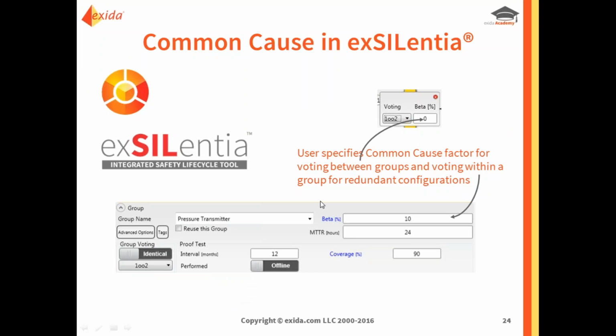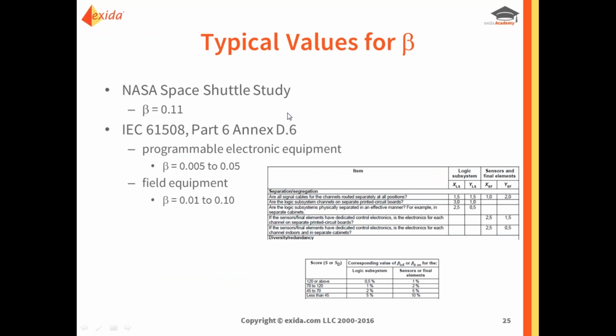Back to the slides, because I've used some values: 0, 2, 5, 10%. How do I come up with these values? And what are typical values for beta? Just as a reference, NASA in the space shuttle study used a common cause factor of 11%. So in other words, 11% of all failures would lead to a failure of redundant systems due to a single stress.